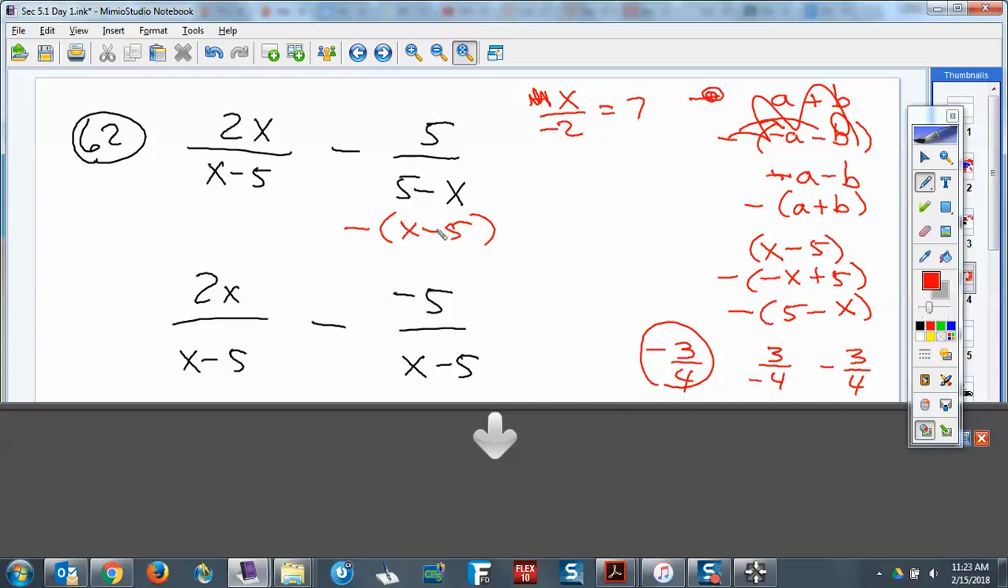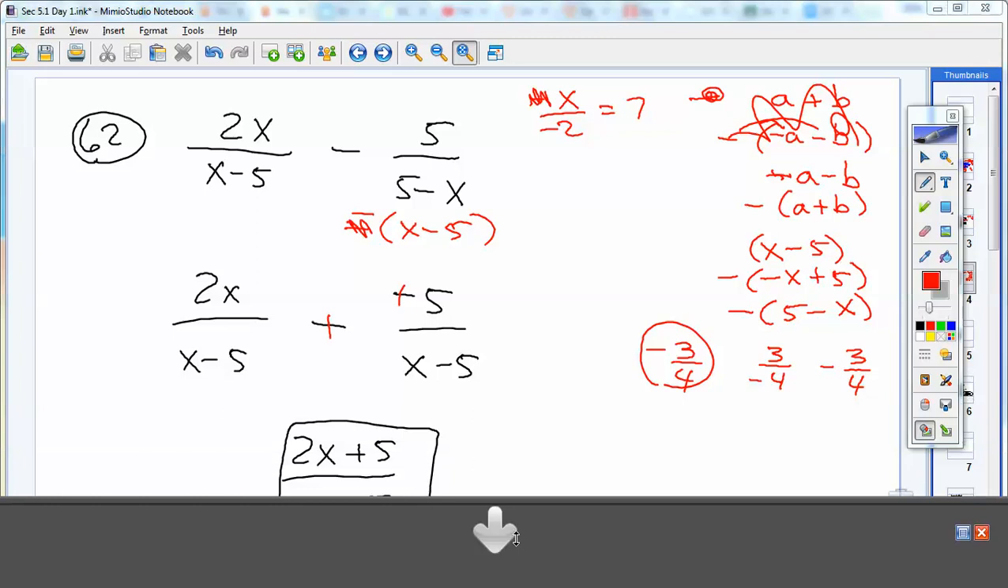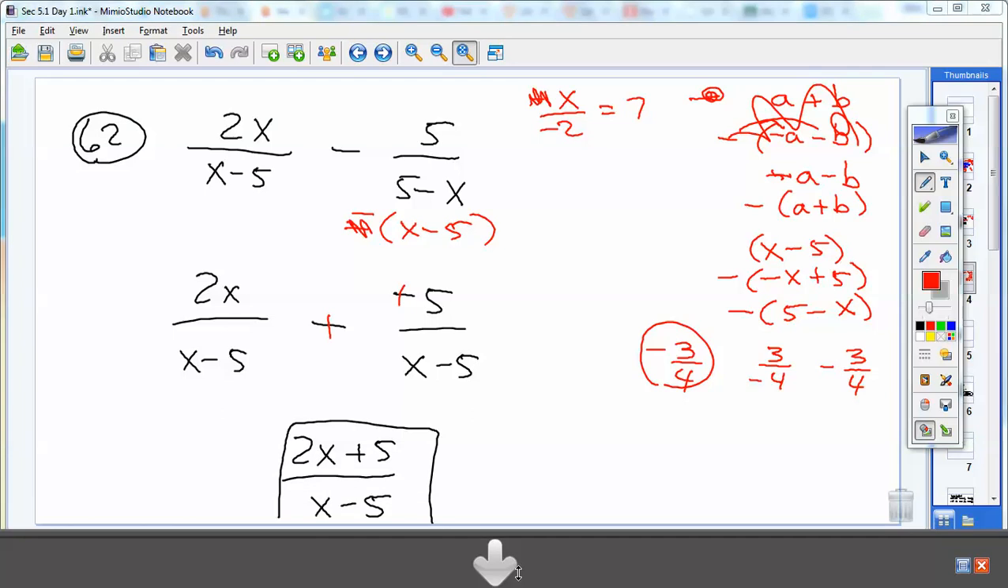Well, on this one, if I've got a negative down here, I don't want it there anymore. When I take that out, I'm going to put it up here. Okay, now it turns out that once I put it up there, that's going to turn into a positive. And now we've got 2x plus 5 over a common denominator. Remember, when you add fractions, you add the tops or subtract the tops, and then the bottom is the common denominator.